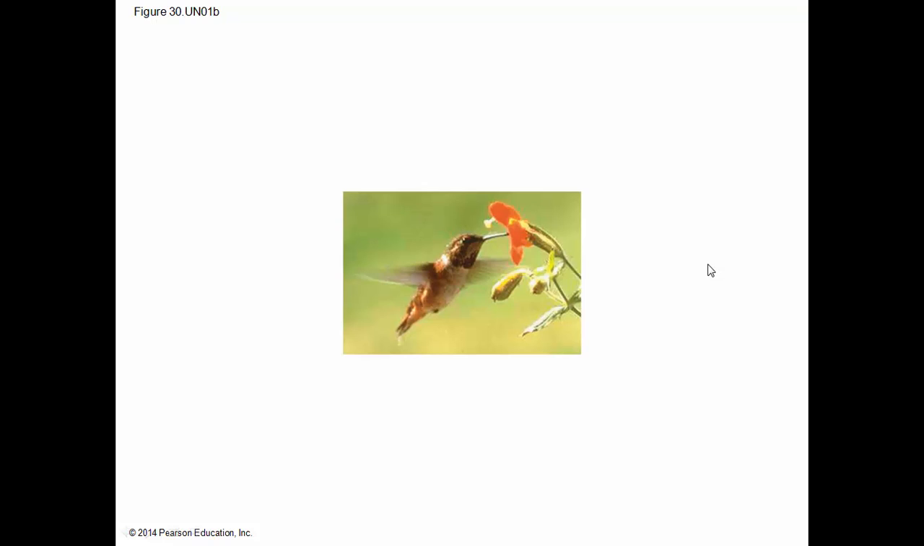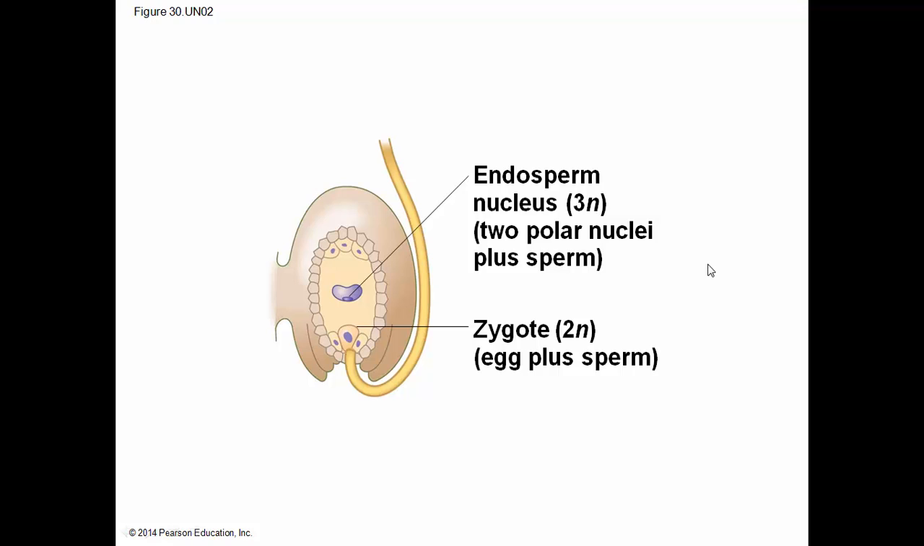Here's your monkey flower eating hummingbird. Okay, here's the pollen tube, comes up, fertilizes the zygote. There's the endosperm nucleus, the triploid, two polar nuclei plus the sperm. That becomes the endosperm. All right, and the endosperm is produced, and then it's absorbed in certain dicots, like beans. The endosperm is absorbed by the cotyledons, and then those produce the first leaves of the plant as they're pushed up out of the soil by the radicle.